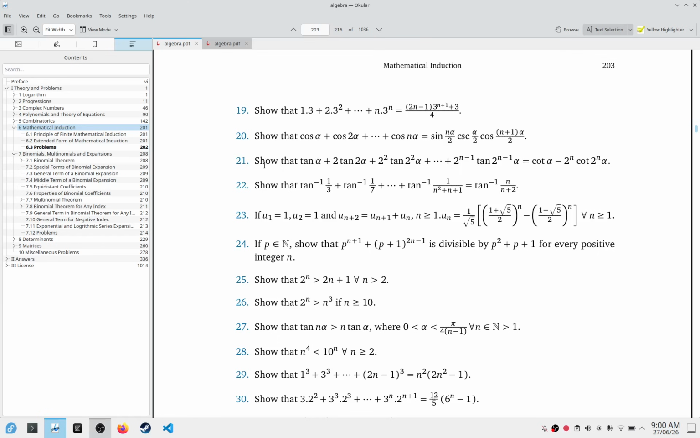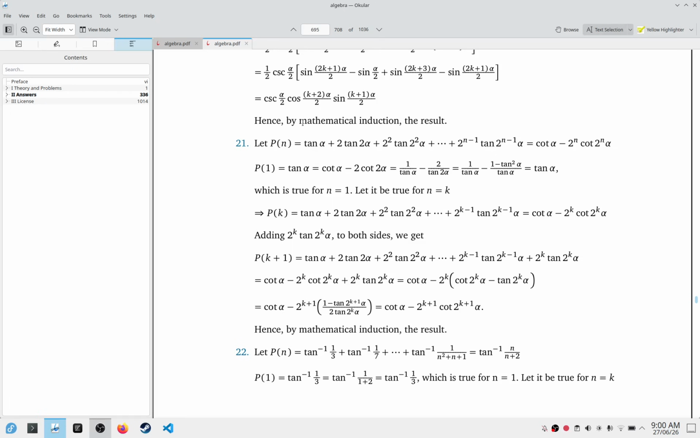Question 21 says: show that tan alpha plus 2 tan 2 alpha plus 2 squared tan 2 squared alpha, and so on up to 2 raised to the power n minus 1 tan 2 raised to the power n minus 1 alpha, is equal to cot alpha minus 2 raised to the power n cot 2 raised to the power n alpha.